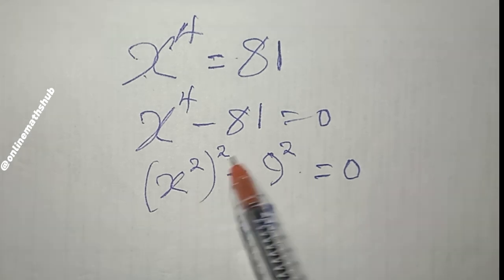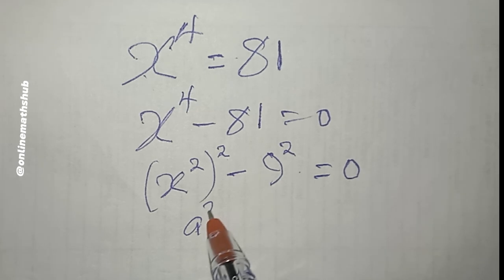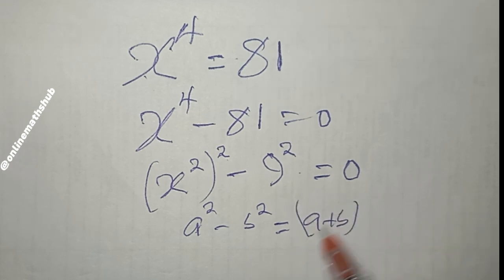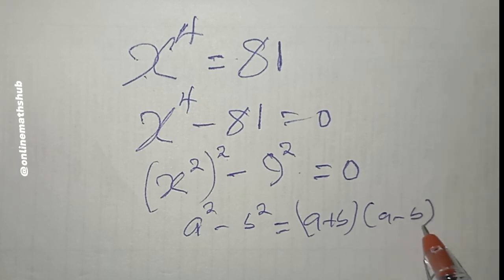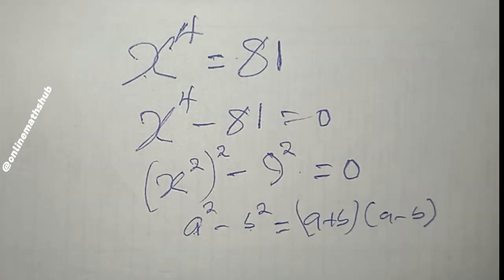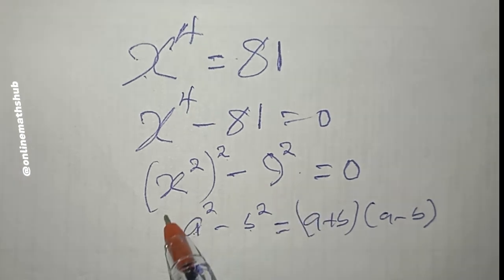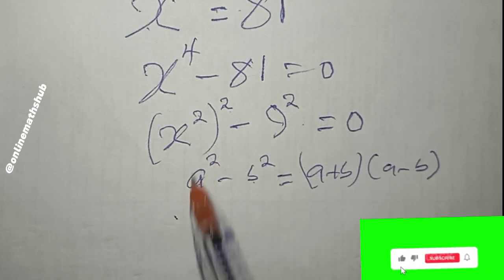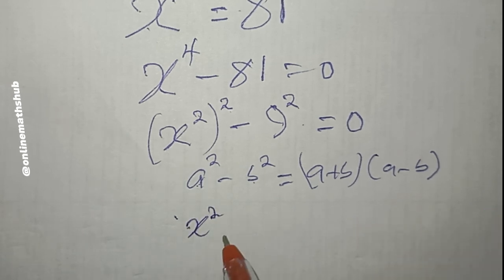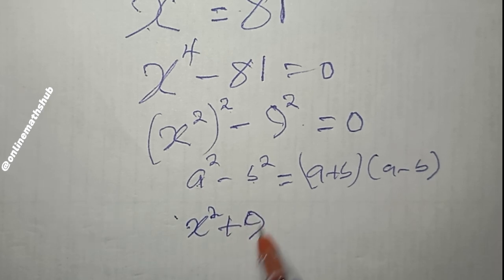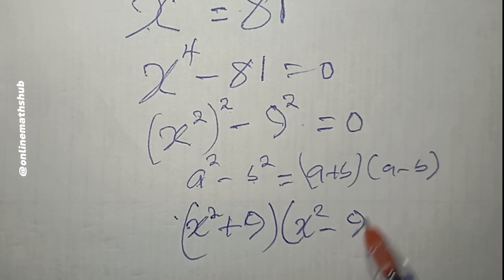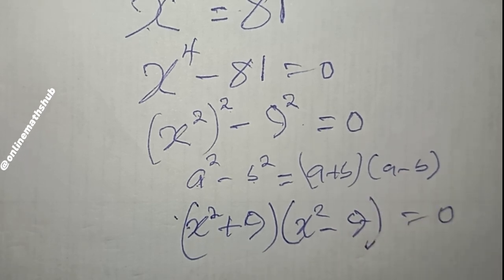So this is a difference of two squares. And don't forget, if you have a squared minus b squared, you can always expand this to be a plus b, and then multiply by a minus b. In this case my a is x power 2 and b is equal to 9. So if I expand that here, this equation will change to x squared plus 9, and of course multiply by x squared minus 9, is equal to 0.